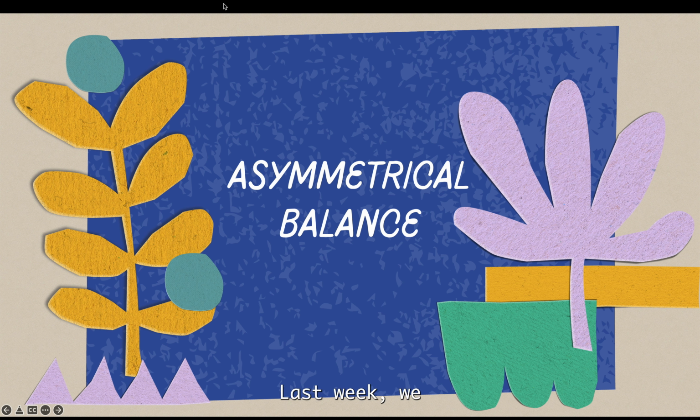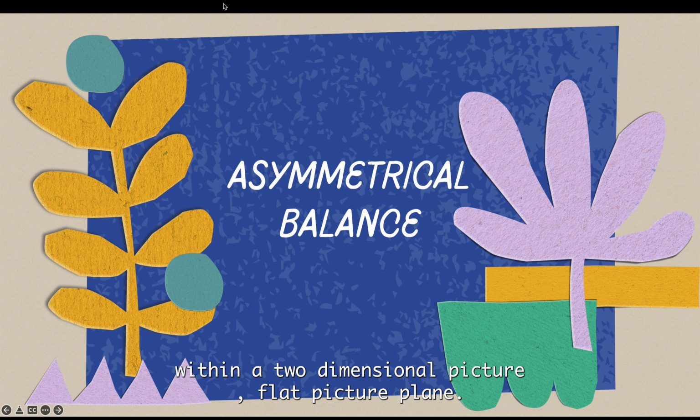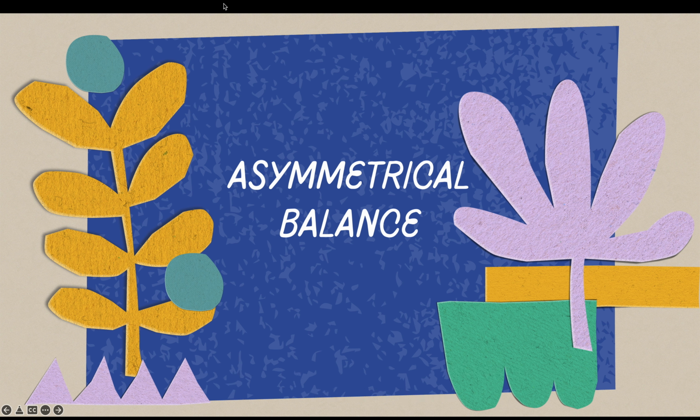Last week, we looked at how color can affect perception of depth or space within a two-dimensional picture, a flat picture plane. This week, we'll look at how color can affect perception of balance in a composition. Our project will be asymmetrically balanced, so not symmetrical.